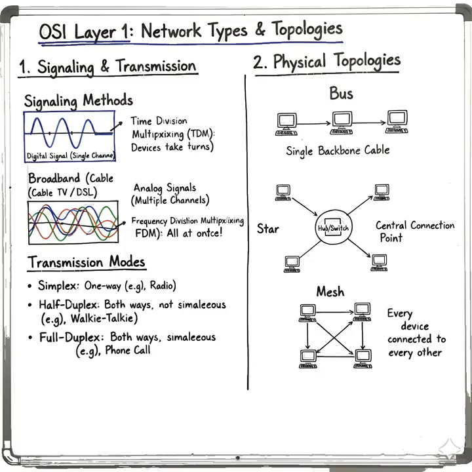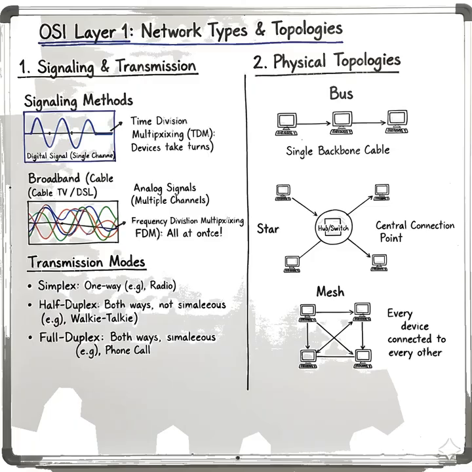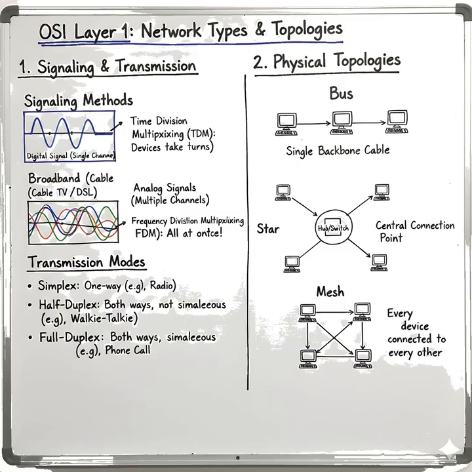Broadband. Common in cable TV and internet, DSL, this uses analog signaling. It divides the medium into multiple frequency channels using frequency division multiplexing, FDM, allowing multiple signals like data, voice, and video to travel simultaneously. Transmission modes.